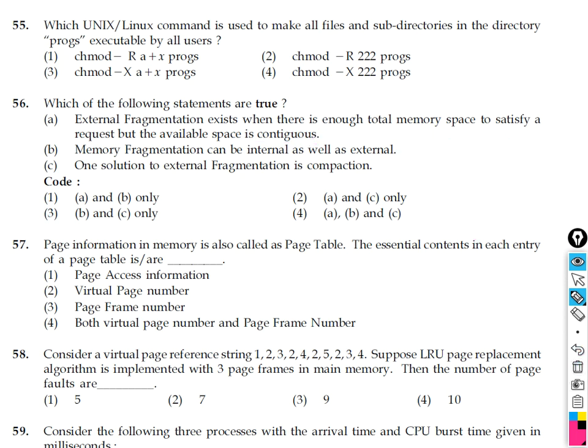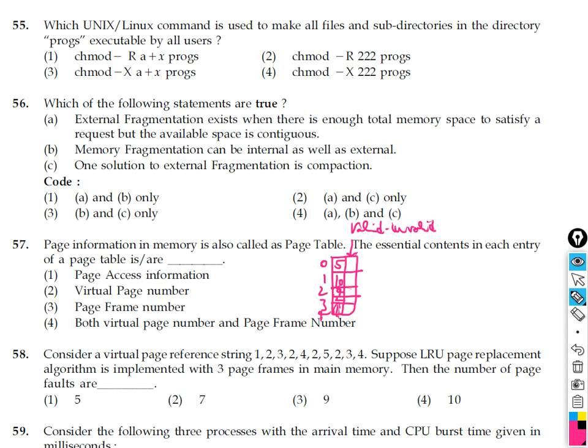Next question, page information in memory is also called as page table. The essential contents in each entry of a page table is or. So in a page table, what will be the contents? There will be two contents. One is the page frame number 0, 1, 2, 3, 4. So it contains the page frame number. For example, for page 0, which frame is allocated? Frame number 5. For page 1, frame number 10. For page 2, frame number 4. For page 3, frame number 2. For page 4, frame number 1, something like that. And there will be one more bit, the valid invalid bit. They didn't ask for that.